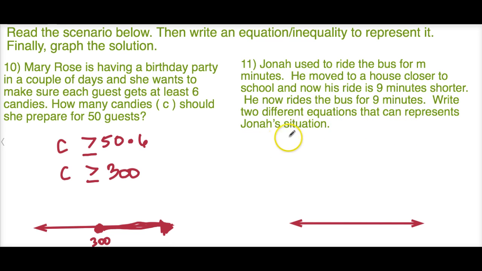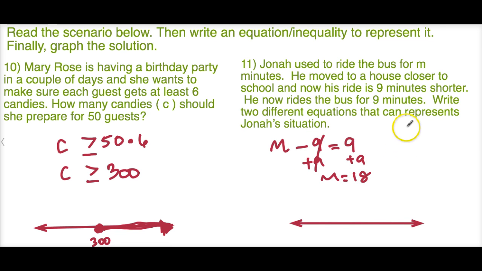So my first situation was he rode the bus. We don't know how long he rode it, but now it's 9 minutes shorter. So I can take away 9 from the original value, and now he rides 9 minutes. So I can isolate my variable by adding 9 to both sides. That cancels out, so m is going to equal 18.